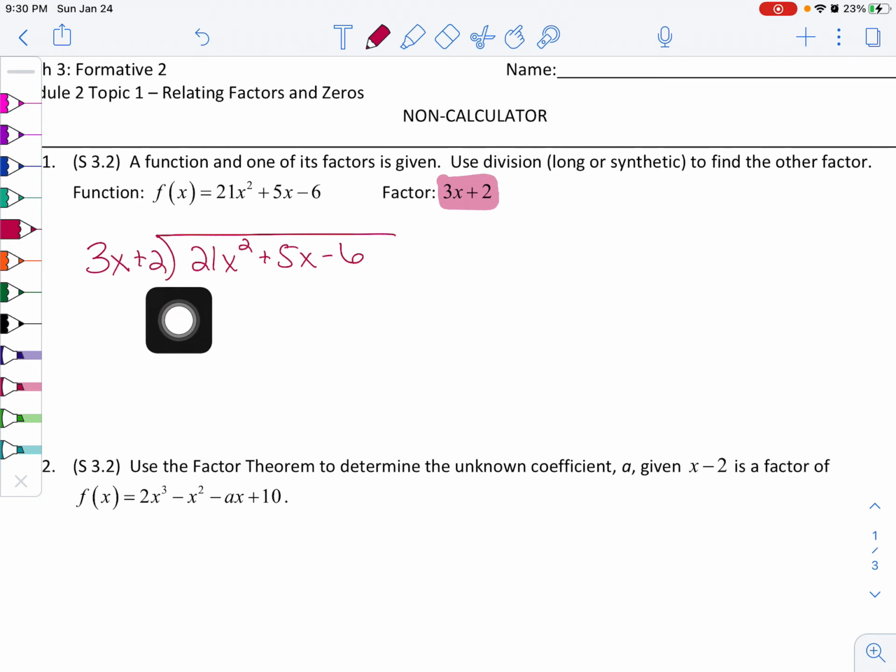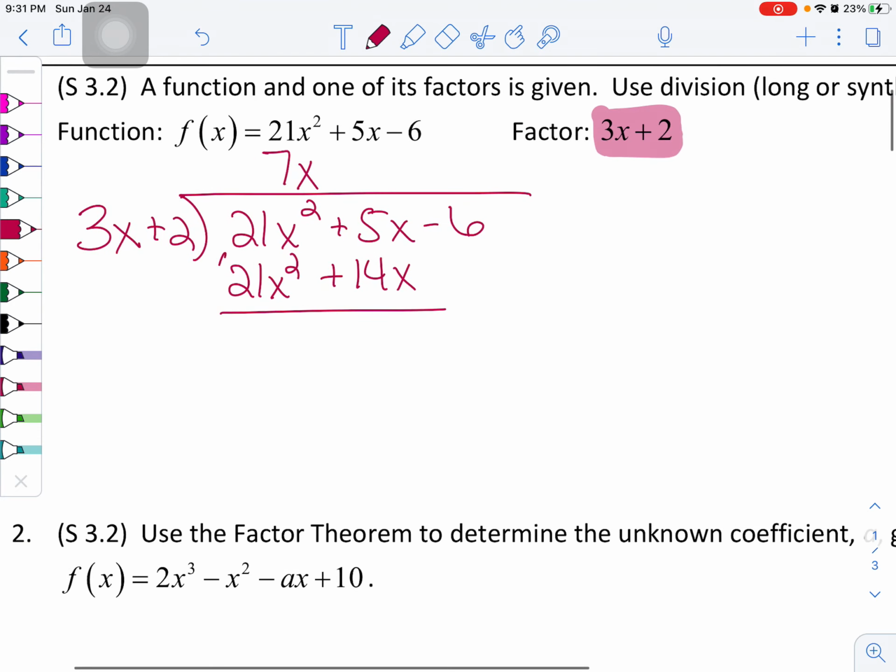So long division, we're going to take 21x squared divided by 3x. Well, that's going to be 7x. 7x times 3x is 21x squared. 7x times 2 is going to be plus 14x. I'm going to zoom in just a little bit. I need to take these two terms and I'm going to subtract them.